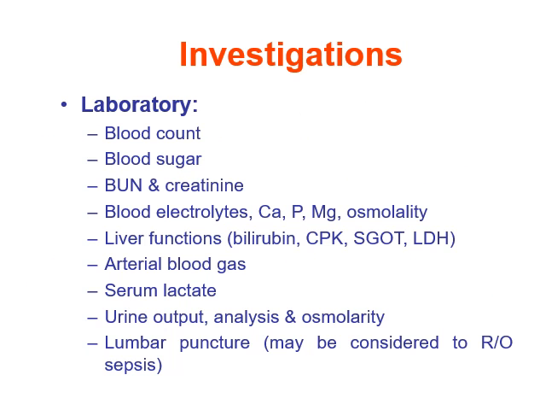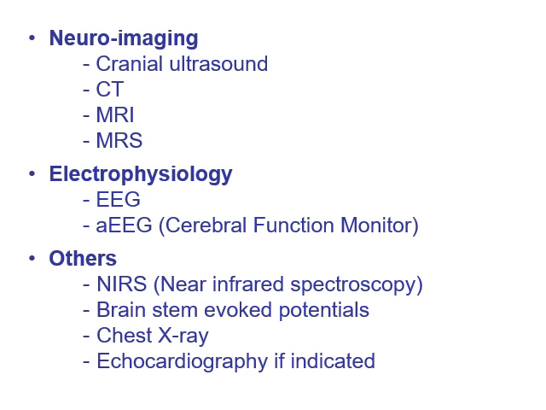What are the investigations? I think from the previous slides we can know the investigations. They are listed in this slide. Mainly blood count, the blood sugar, of course, the blood urea nitrogen and creatinine, the electrolytes, the liver functions, arterial blood gas, serum lactate, urine output, and if you are suspecting infection, you can do cultures, not in all cases. Neuroimaging, mainly magnetic resonance imaging, is the very important one. It has a prognostic value. Electrophysiology, the EEG and cerebral function monitor, and the others like echocardiography and the chest X-ray.